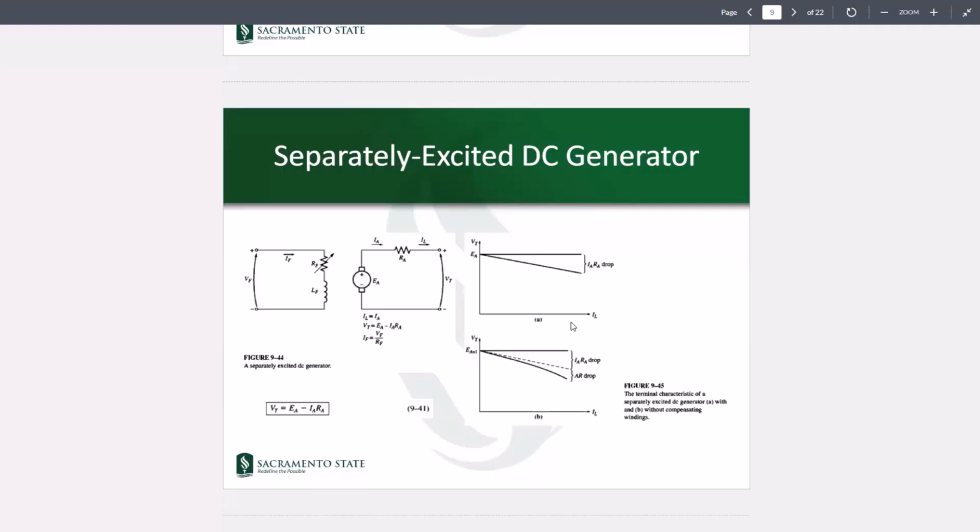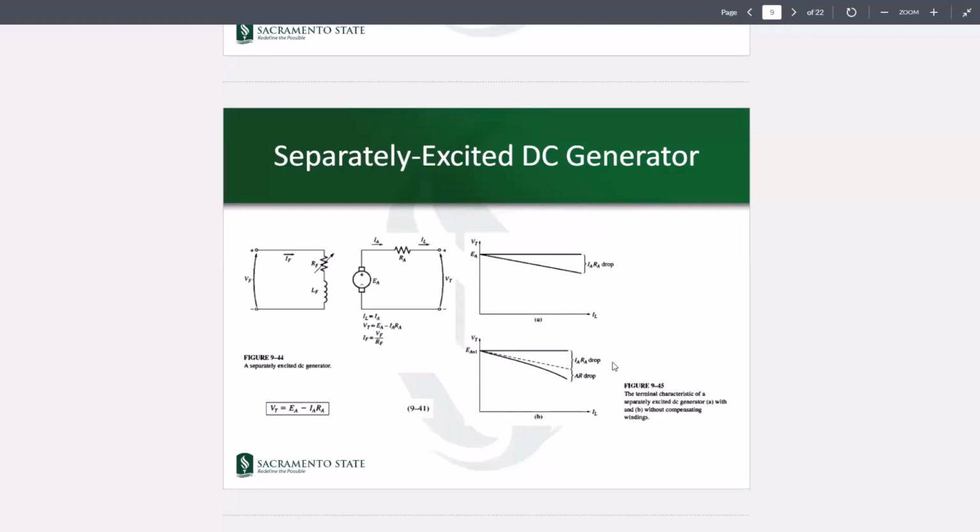If we are not considering the weakening of the field associated with armature reaction, then the difference between VT and EA would be IA RA, as equation 941 shows, which is a linear IA RA drop. So at no load, obviously the VT, the terminal voltage, would be the same as EA, the armature voltage. But as the load grows, we get that voltage drop.